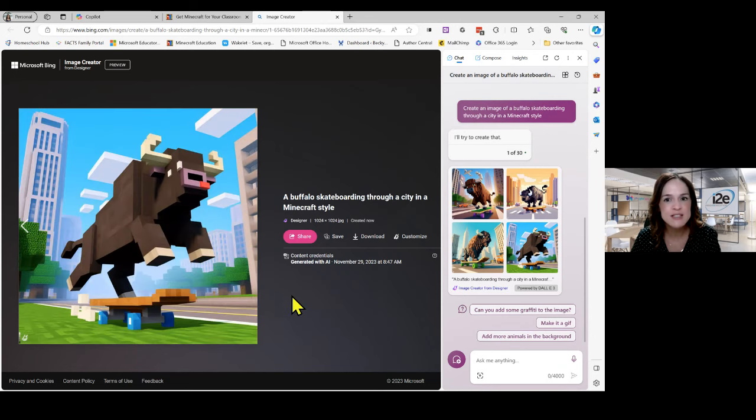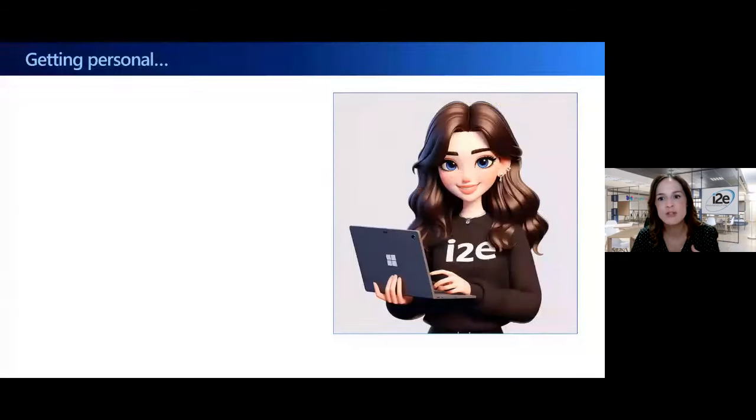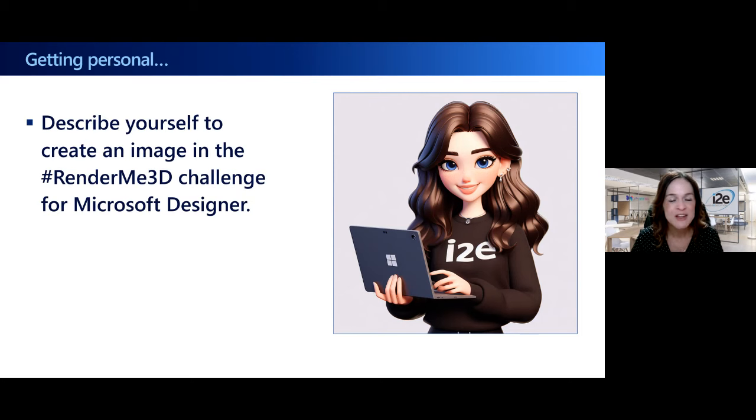So this is just an example of what image generation can do for us when we think through the different pieces of image generation. Now, one of the things you can do, and this is hot out on the internet right now, is the Render Me 3D challenge. This is just a little challenge for you. If you would like to go out to Microsoft Designer, you can ask it to create you. Now you'll have to use lots and lots of descriptive words to do that, but this is mine that I did yesterday.